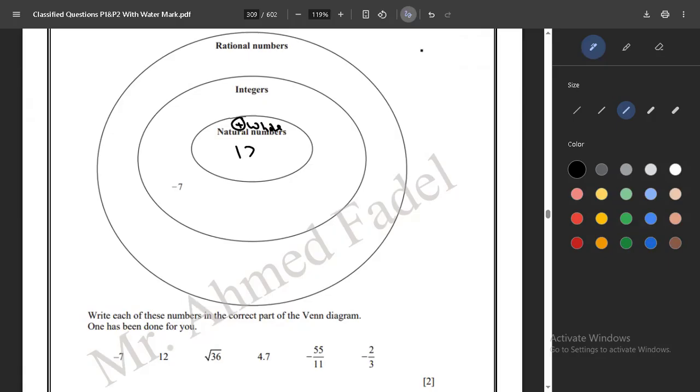12 is natural. Square root of 36 is equal to 6, which is natural. It's positive. 4.7 is not natural, is not an integer because integers are only whole numbers, and it is rational, 4.7. Negative 55 over 11 is equal to negative 5, which is an integer. So negative 55 over 11 is an integer. Negative 2 over 3 is rational. It is a fraction, and it's not an integer. It's not a natural number.